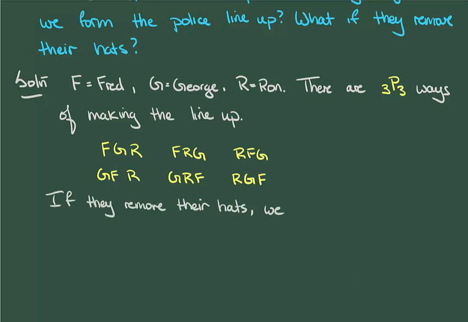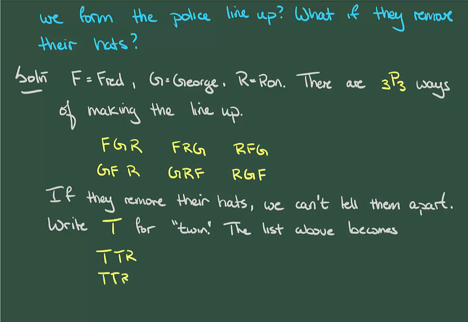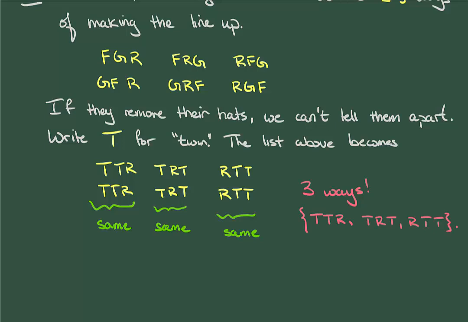If we now make the twins remove their hats, they become completely indistinguishable. So let T indicate twin, since we don't know which brother is which, and let's rewrite the list above. Notice that the entries in each column are the same, which is because I wrote each column such that the only difference between entries was to switch the twins. Thus, the twins being the same, there are now only 3 ways of arranging the lineup.